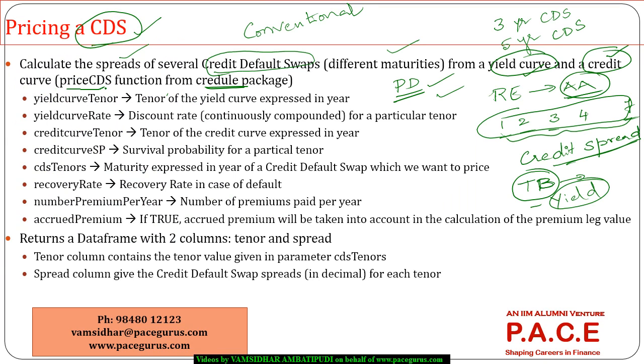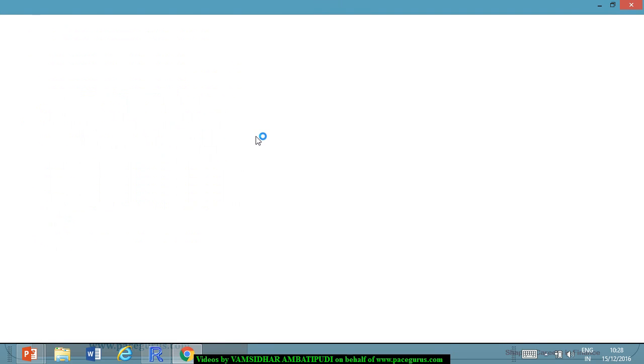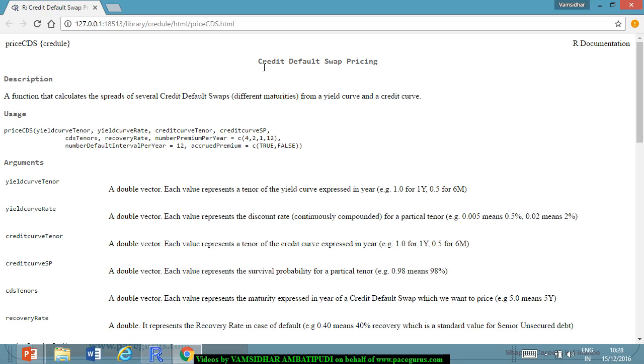I would be using this function called priceCDS. Let me look at what it actually contains. The main objective is that it does the pricing of a credit default swap. It's a function that calculates the spreads of credit default swaps. So I can give different credit default swaps of different maturities from a yield curve and a credit curve. This could be the typical way in which this is computed.